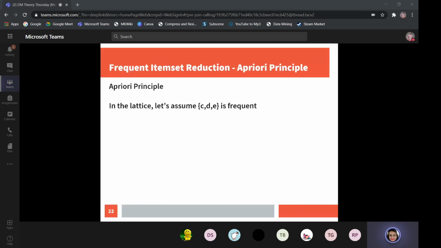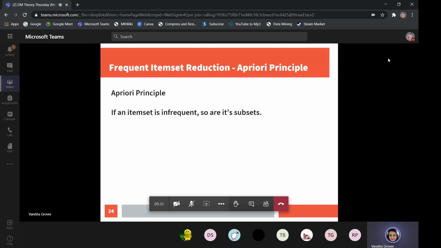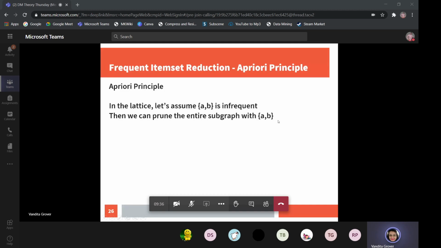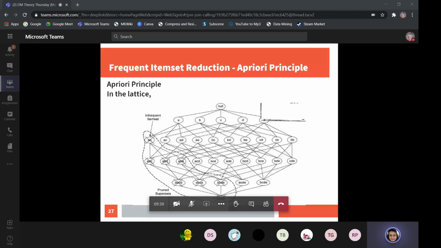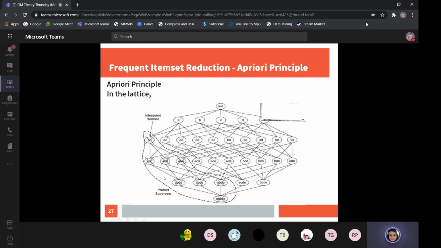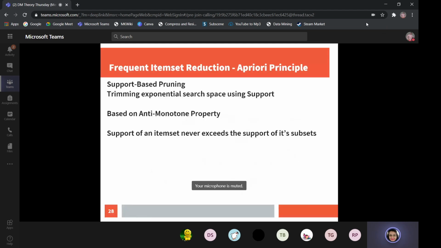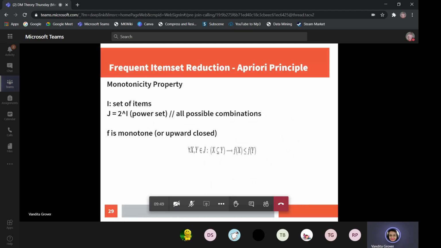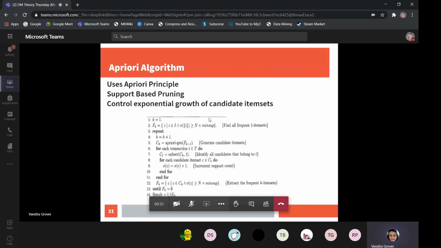Support count. Those item sets that were infrequent were infrequent because their subsets were also infrequent. So we pruned out the entire portion of the lattice which yielded infrequent item sets. That was the Apriori principle, and this was the Apriori algorithm.